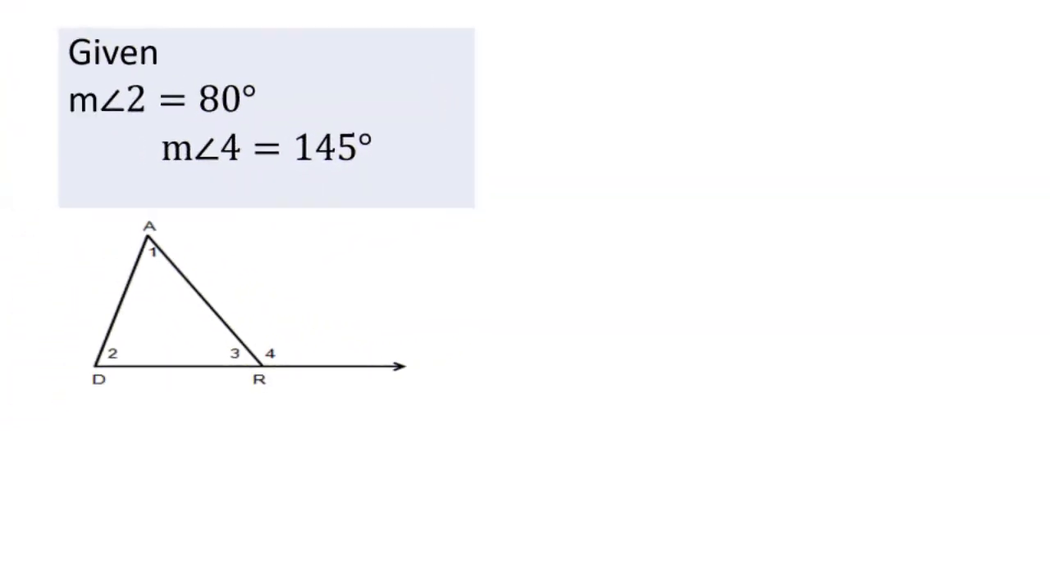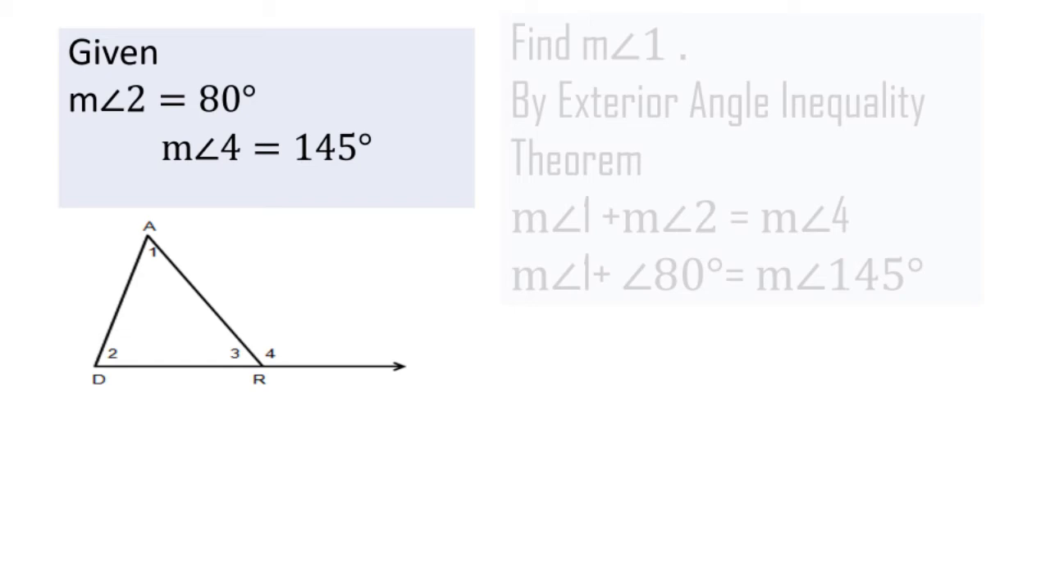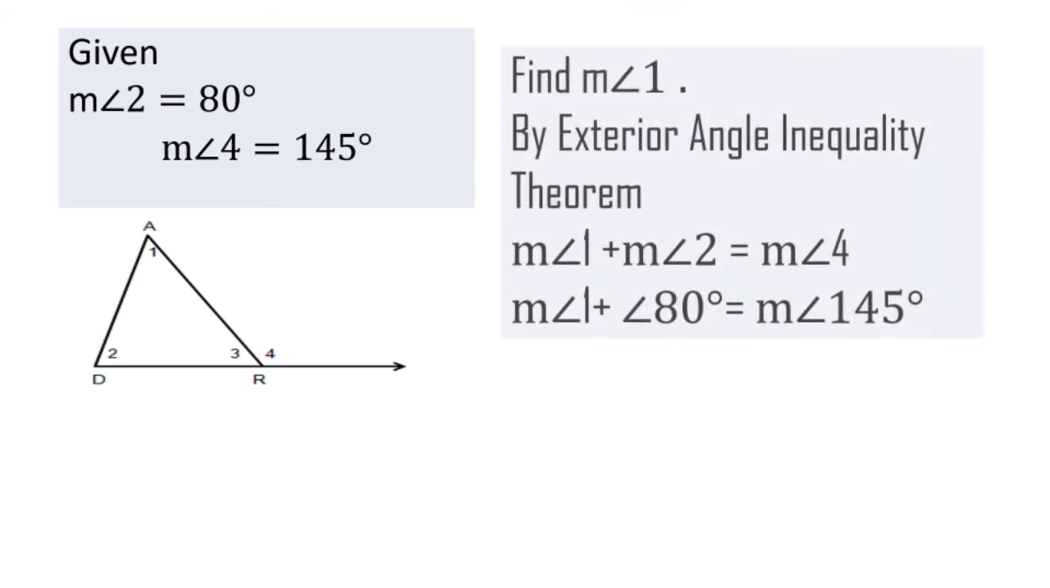Given. Measure of angle 2 is equal to 80 degrees. Measure of angle 4 is equal to 145 degrees. Find the measure of angle 1. Solution.